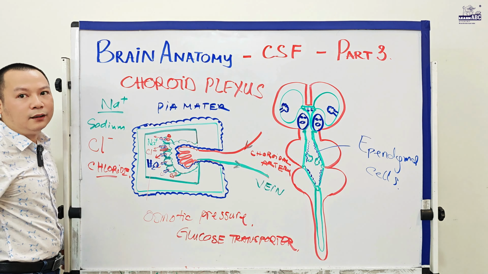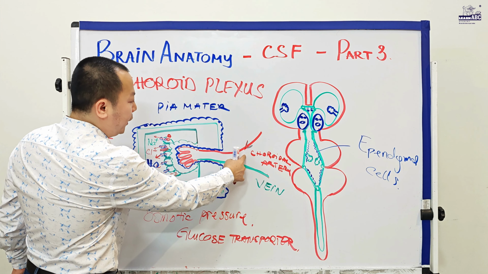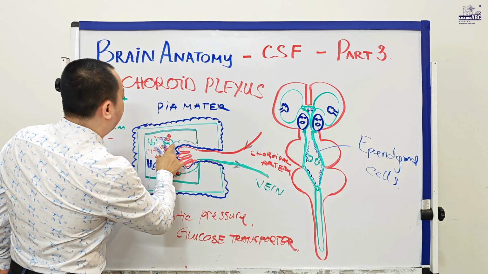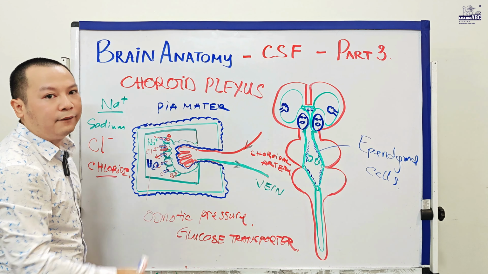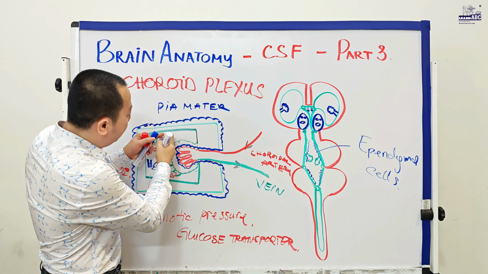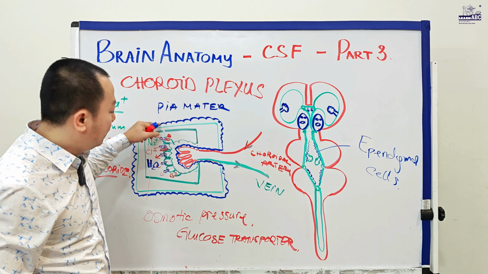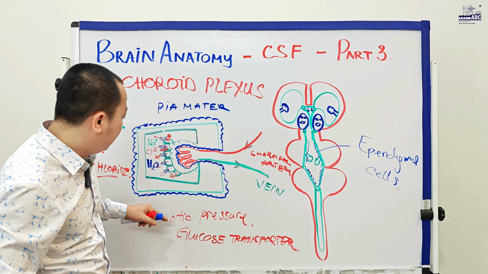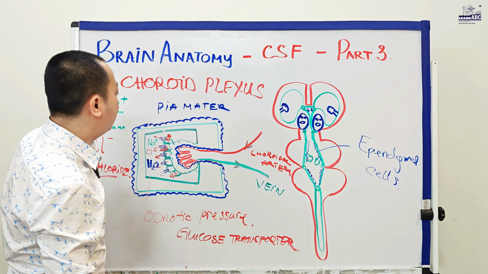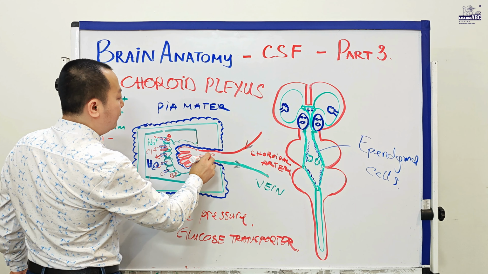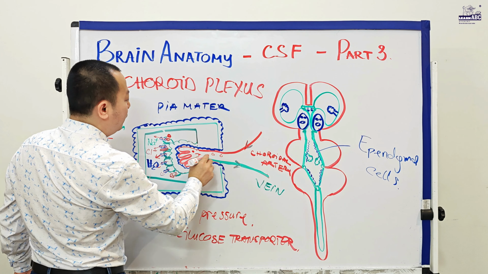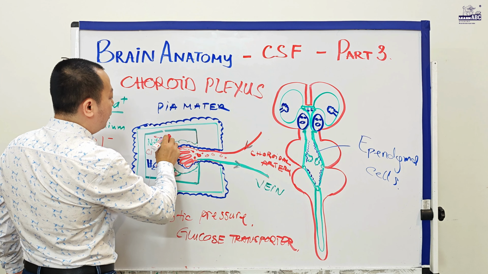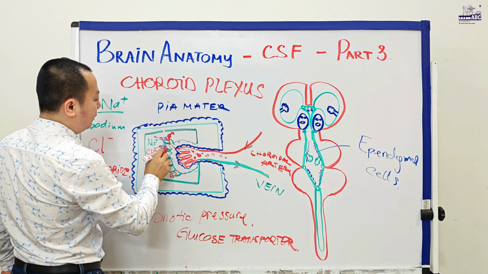So why do we need a transporter? Why does the cell need a transporter? Because the glucose molecule is very big, right? And then it cannot pass through the membrane of the cell. So it needs a transporter here. So here on the ependymal cell, we have a lot of glucose transporters. So now the glucose in the blood can go through, for example, this is glucose. And this glucose will go through and then go inside this cavity.